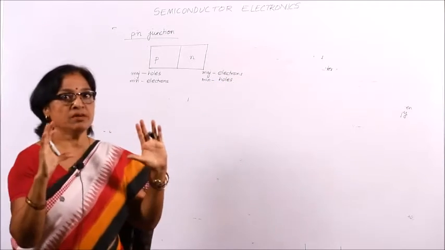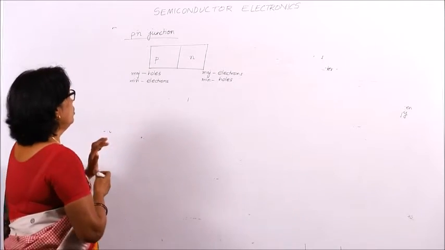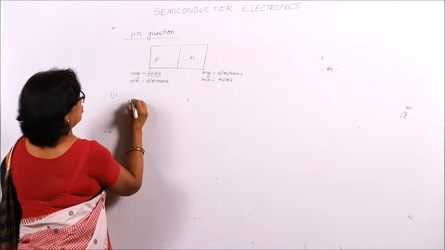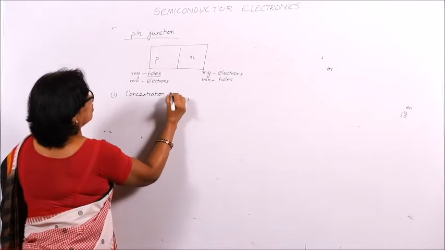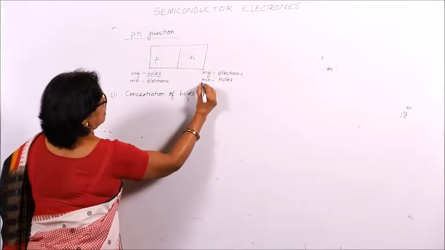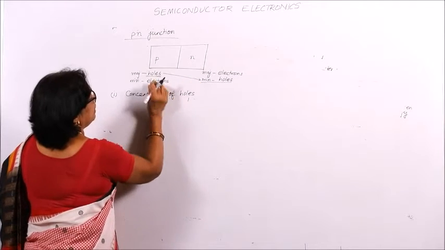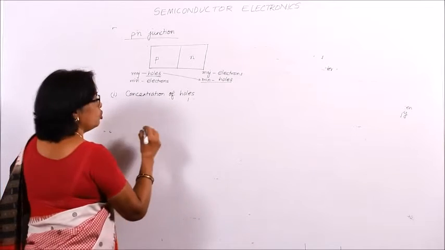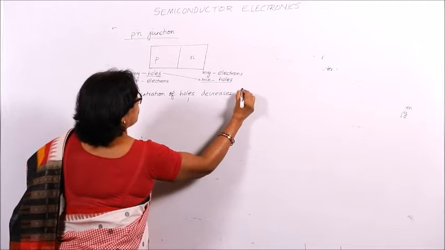What happens when such a single crystal is made with p side and n side? Now, first we find that the concentration of holes is more here, less here. They are minority here, majority here. That means from p to n, there is a decrease in the concentration of holes. So the concentration of holes decreases from p to n.